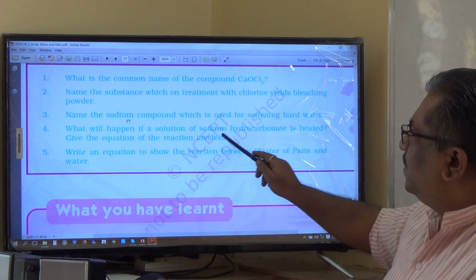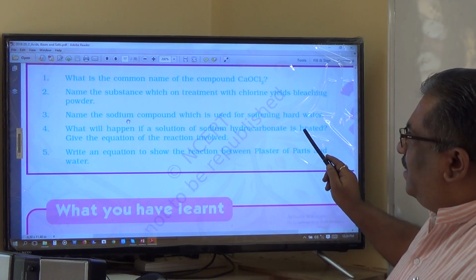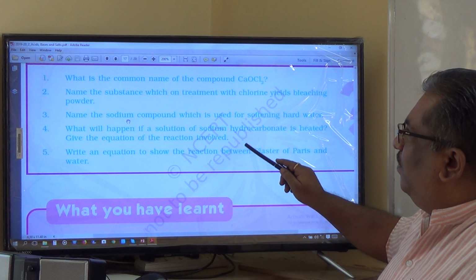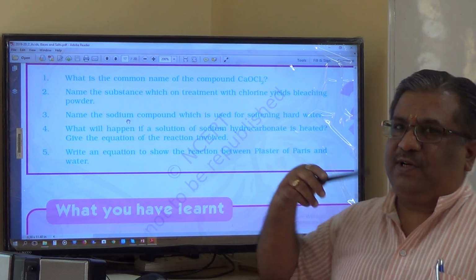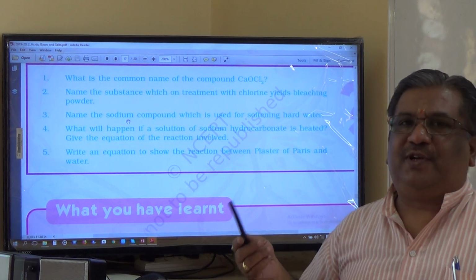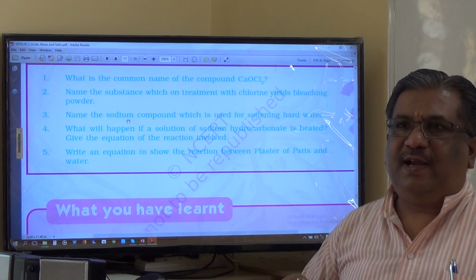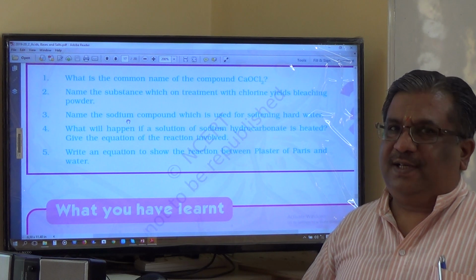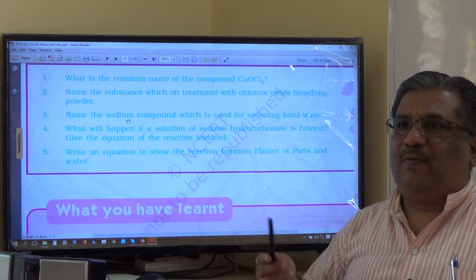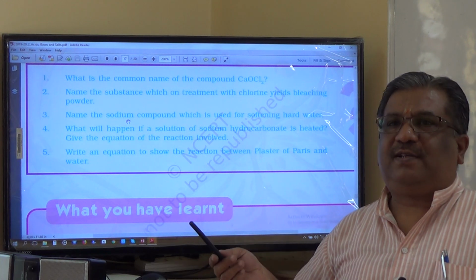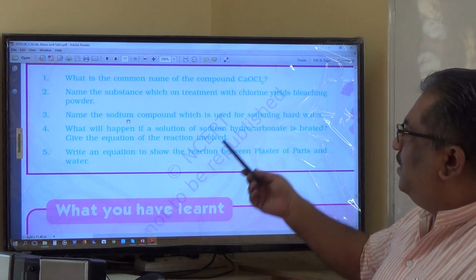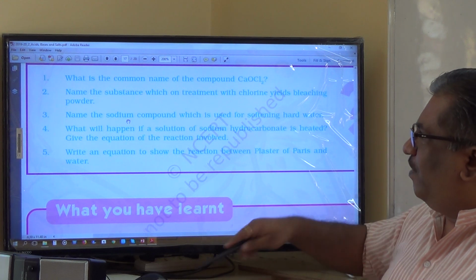What will happen if a solution of sodium hydrogen carbonate is heated? Give equation of the reaction involved. Sodium hydrogen carbonate will undergo a thermal decomposition reaction to produce Na2CO3 plus H2O plus CO2, isn't it? That CO2 is the one which is responsible for making the bakery products soft and spongy also. Okay, that is the reaction. You can write the reaction which I have already given.